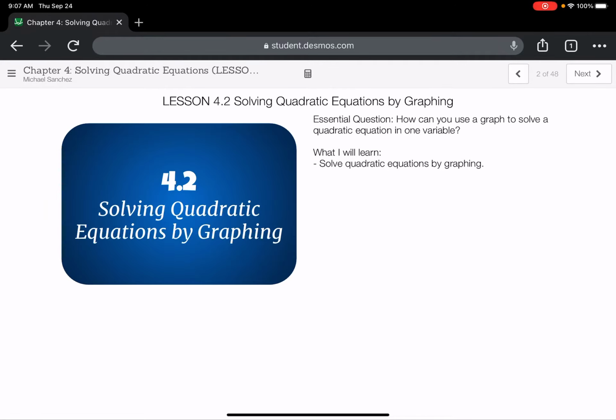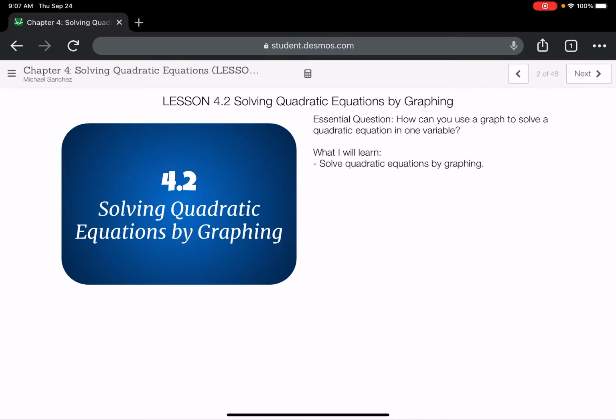Hello everybody and welcome to Chapter 4, Lesson 2, Solving Quadratic Equations by Graphing. The essential question is, how can you use a graph to solve a quadratic equation in one variable? What we're going to learn is how to solve a quadratic equation by graphing.